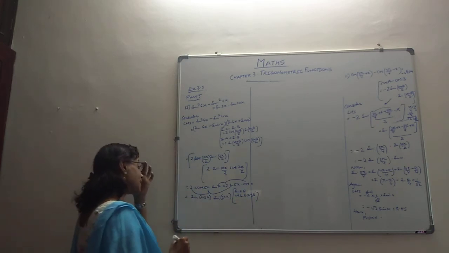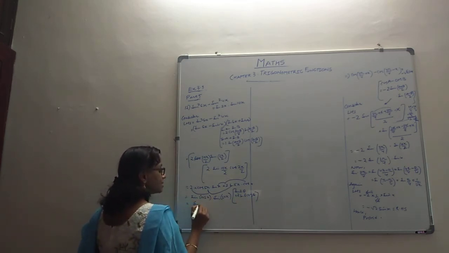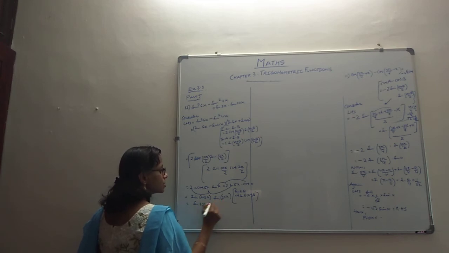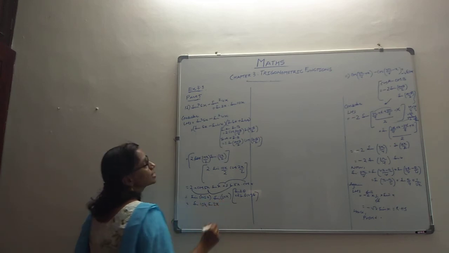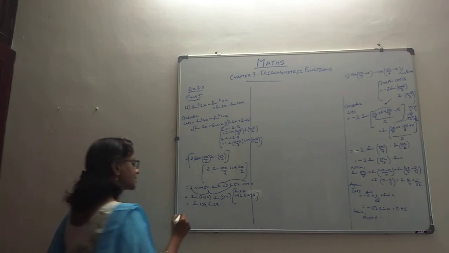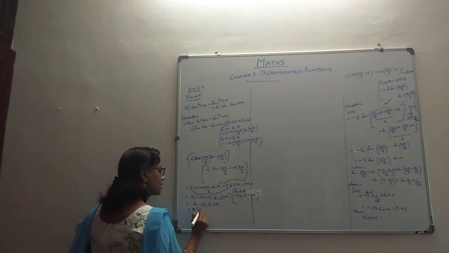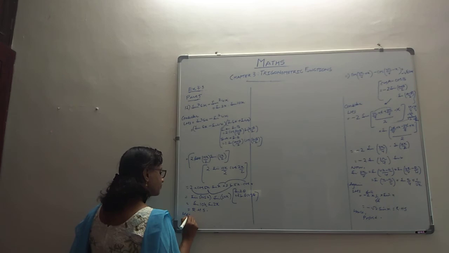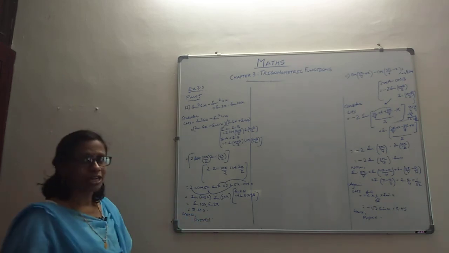So what will happen? This can become sin 5 into 2, that is 10x, and 2 into x, 2x. And that's exactly what they have asked us in the RHS, and that's how we prove the RHS. Hence proved. That is about our question number 12.